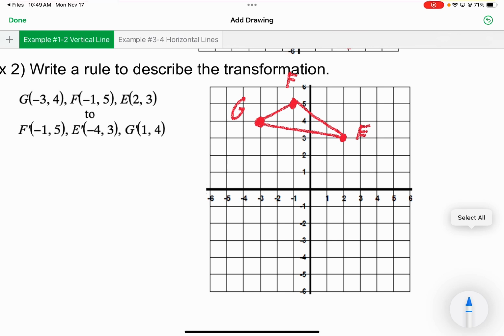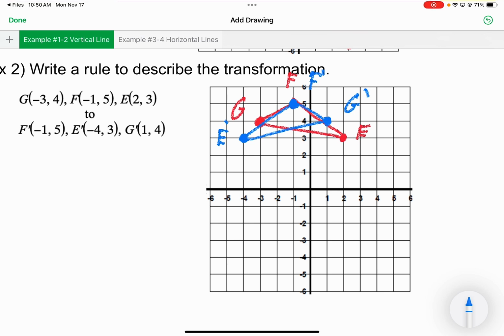All right, and then let's do our primes. So then G prime is at 1, 4. E prime is at -4, 3. And then F prime is at -1, 5. Oh, shoot. F didn't change. That's like a huge clue right there.